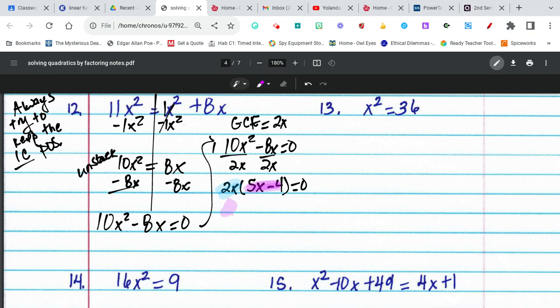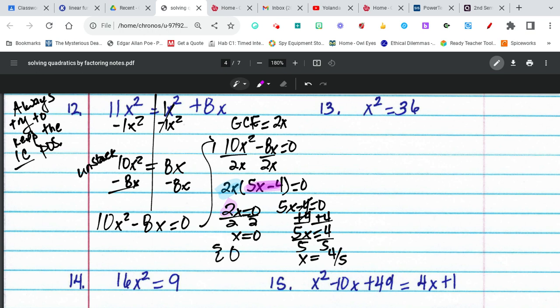So I'm going to take that 2x, because that factor has an x in it, and set it equal to 0. And I'm going to take that and set it equal to 0. Divide both sides by 2. I get an x of 0. Here, solve this 2-step, and divide both sides by 5. I get an x of 4 over 5, or 4/5. So my two x-intercepts are 0 and 4/5.